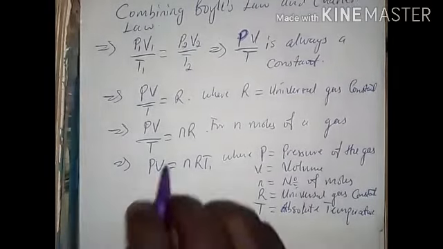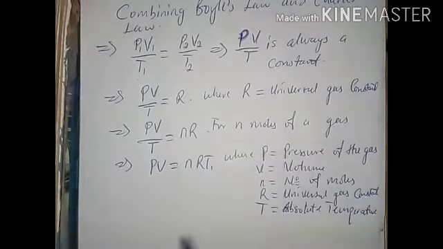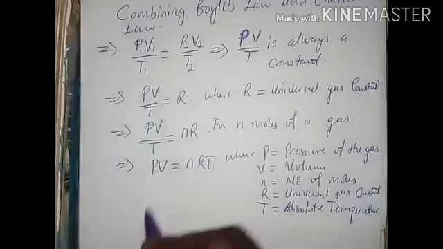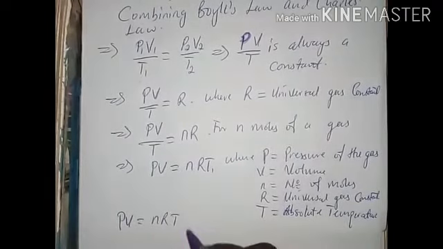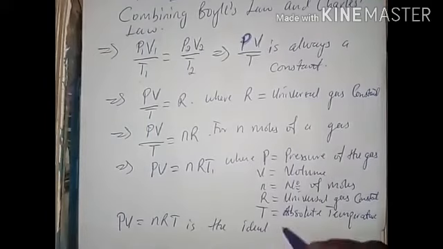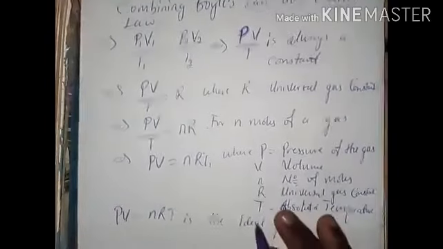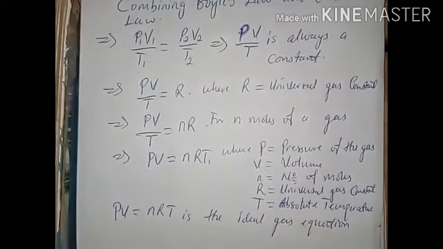Now from here, this equation PV equals nRT is called the ideal gas equation. And now there is something very peculiar.